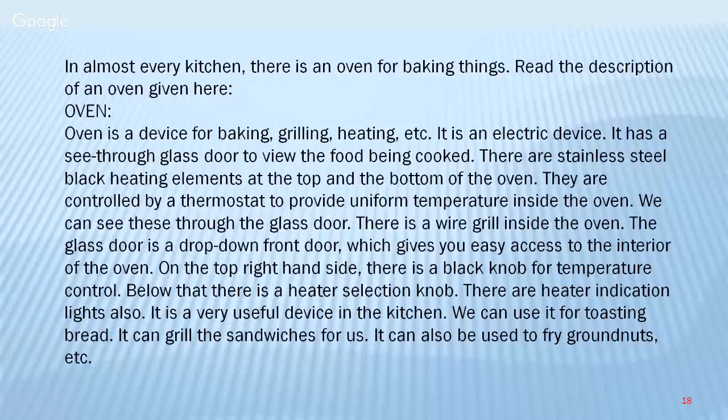On the top right-hand side, there is a black knob for temperature control. Below that, there is a heater selection knob. There are heater indication lights also. It is a very useful device in the kitchen. We can use it for toasting bread. It can grill sandwiches for us. It can also be used to fry groundnuts, etc. So this is a descriptive paragraph about an oven.